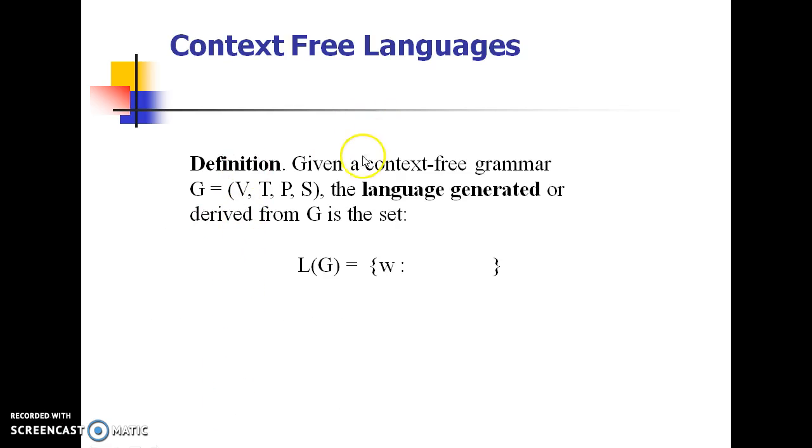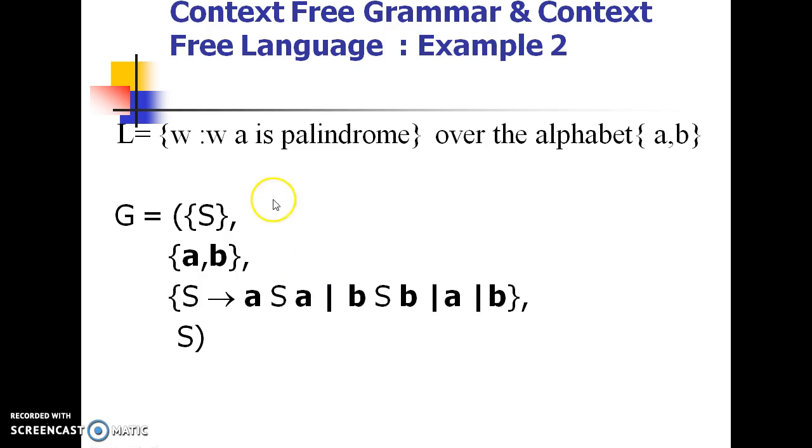So what is a context-free language? Given a context-free grammar G = (V, P, T, S), the language generated or derived from G is the set of all strings w where w can be generated starting from the starting variable S using 0 or more steps. So the language consists of all the strings which can be generated from the starting variable of the grammar definition. This is called the language of G, which can be written as L(G).